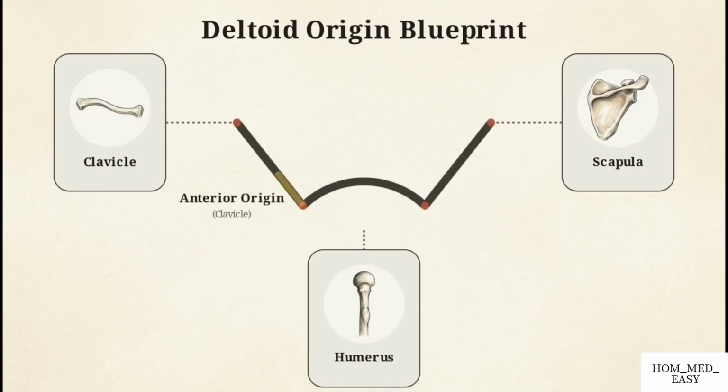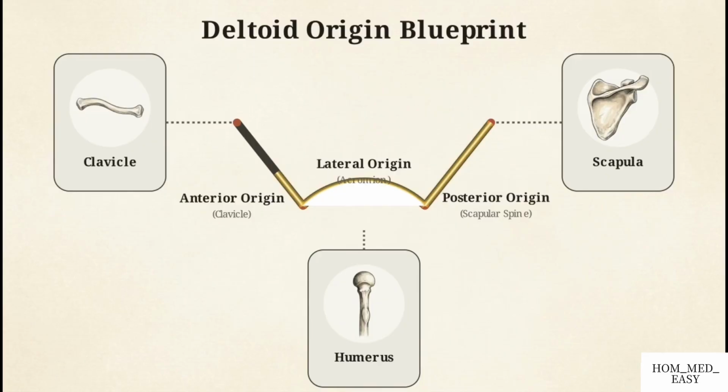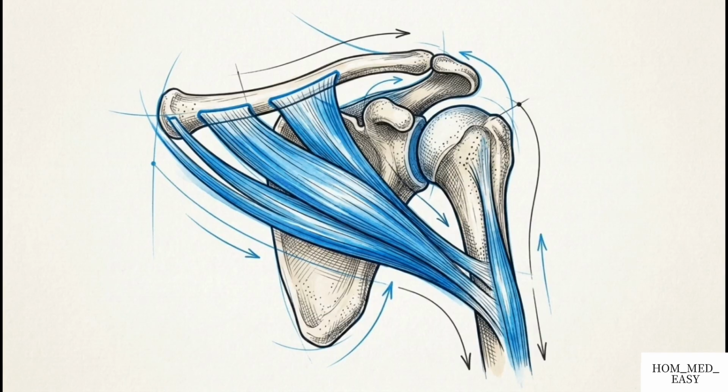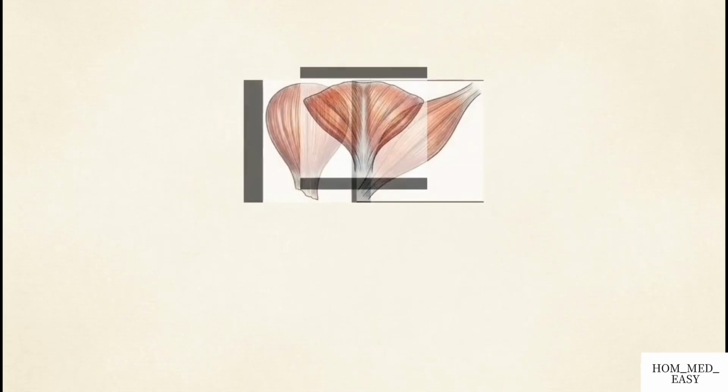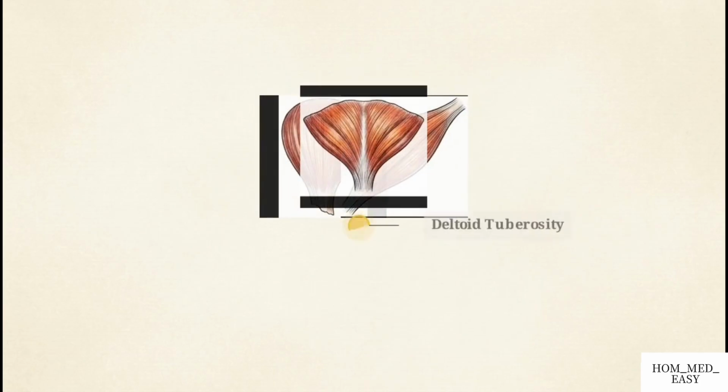The anterior section anchors along the anterior border and the upper surface of the lateral one-third of the clavicle. Moving laterally, the origin line follows the margin and upper surface of the acromion process. The posterior portion of the origin completes the curve along the lower lip of the crest of the scapular spine. From this sweeping U-shaped origin, the fibers converge as they move down the arm. All three segments converge at a single insertion point, the deltoid tuberosity, on the lateral shaft of the humerus.